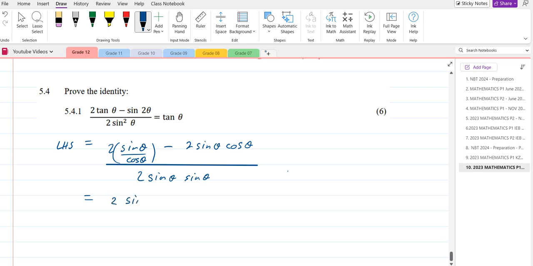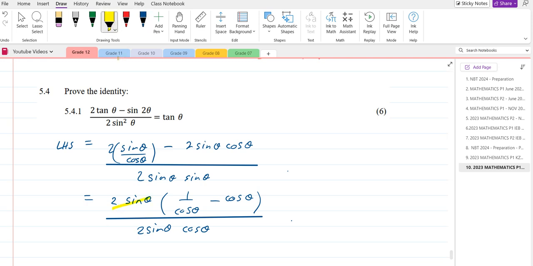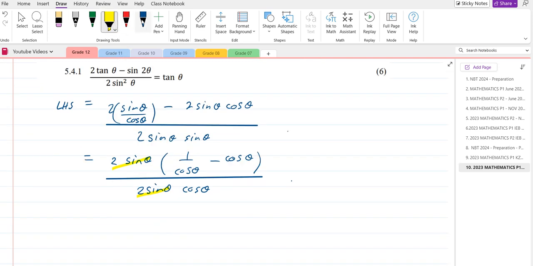So if I take out 2 sine theta as a common factor, I'm left with 1 over cos theta, right, minus cos theta, all over 2 sine theta cos theta. Now we know the 2 sine theta and the 2 sine theta cancels out. So far so good. Now you can see you got 1 over cos theta. Let's simplify the denominator. Let's simplify the fraction here. Make it over 1.